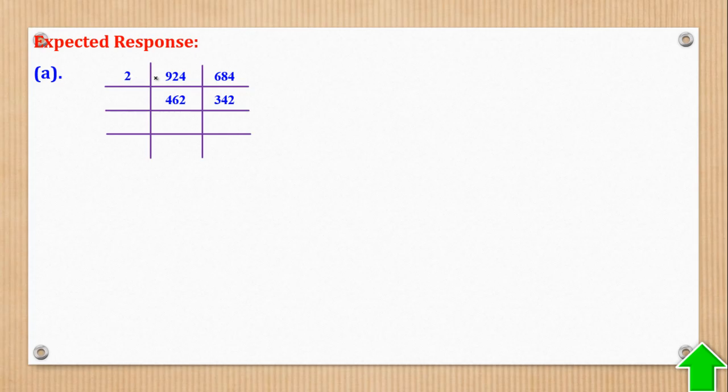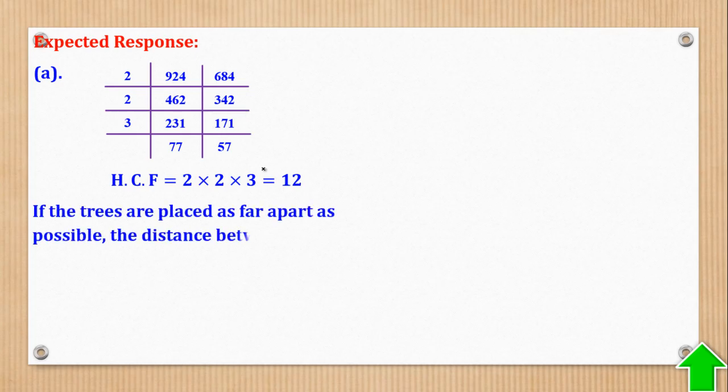Begin by 12. When I divide this by 2, you come up with this. This divided by 2, you come up with this. They are still divisible, so divide by 2 still, you come up with this. So this divided by 2 is that, this divided by 2 is that. These ones are still divisible, so this divided by 3 is this, divided by 3 is that. So that is the end. The rest cannot be divisible, so we stop there and say HCF is this product, which gives you 12. Therefore, if the trees are placed as far apart as possible, the distance between the posts is 12 meters.